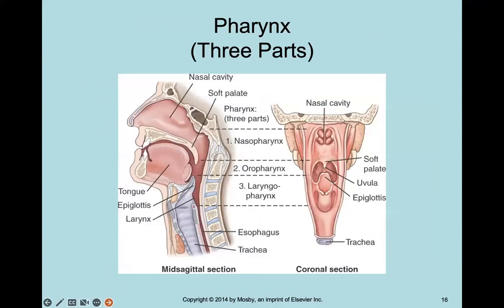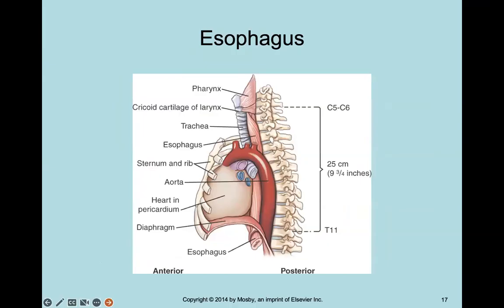The pharynx, okay, so the pharynx has three parts. So we have the nasal pharynx, we have the oral pharynx, and then we have the laryngopharynx, which then goes into the larynx, okay?